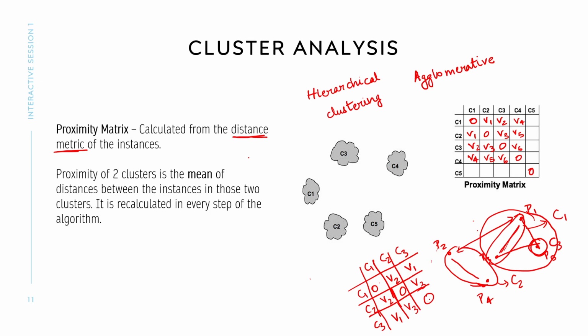Does anyone have any doubts in this explanation? Like for example, it is C1, C2. Yeah. If C1, C2 are clubbed, and then distances of C1, C2 from C3, C4, C5 are calculated, is it?